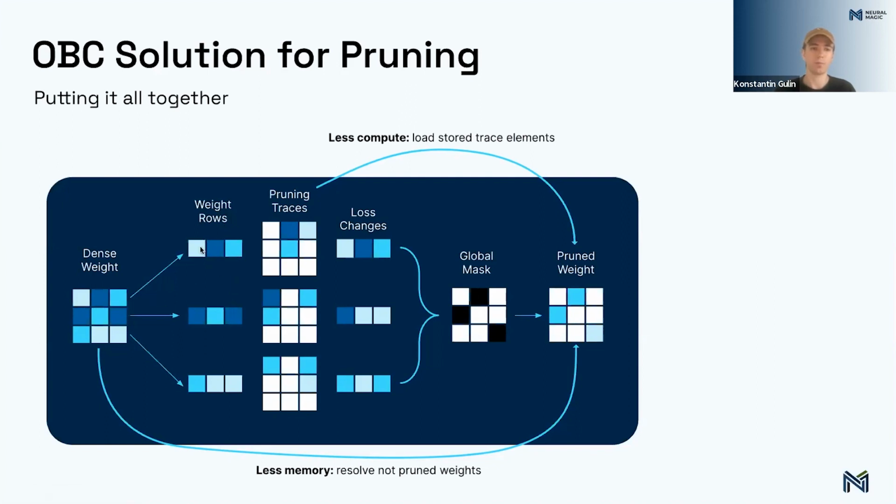Now, if I go back and I calculate the global mask, I know that in this row I want to prune just one weight, then I reference this pruning trace, or the database, and I get the corresponding entry, and I just pull that into my new weights. I do that for each row, and then I combine all of these sampled traces together, and then I have a fully compressed model.